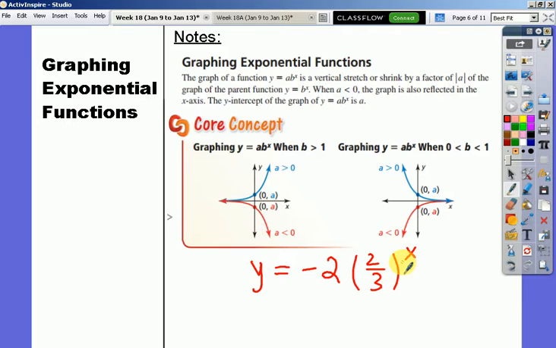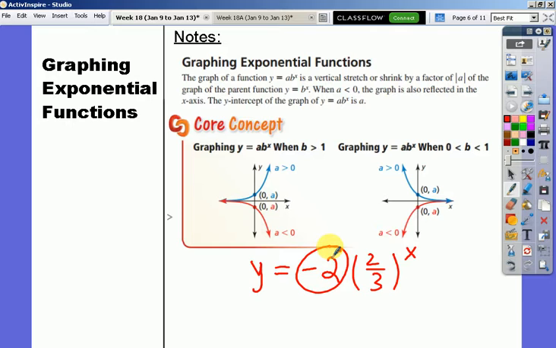It says when a is less than 0, so here we have a less than 0, which we do. The graph is also reflecting over the x-axis. This last sentence is very important. It says the y-intercept of the graph of y equals a b to the x is a. So without even graphing this or using a t-chart, you should know your y-intercept right away.